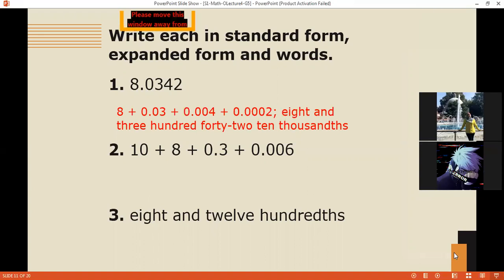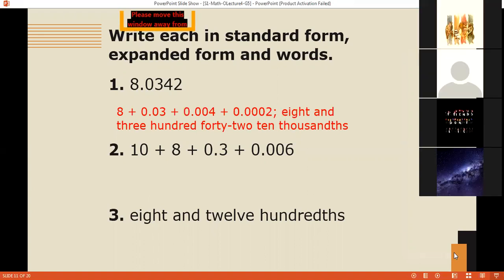Let me choose now Hassan Moghniyeh. Yes, miss. Yalla, Hassan. In number 2, we already gave you the expanded form. I need you to give me the standard form and the word form. Okay, the standard form is 10 plus 8, is what? 18. 18, that's what we say, Hassan. 18.